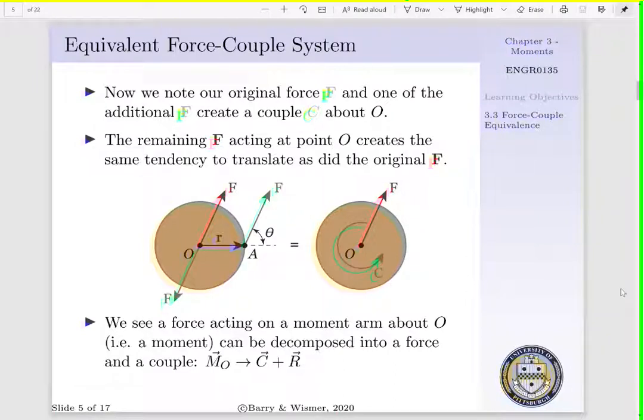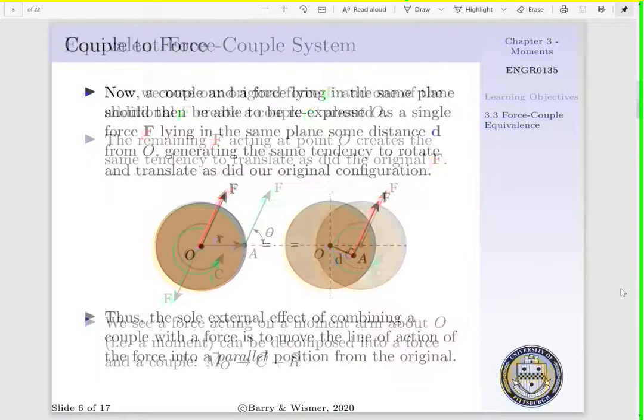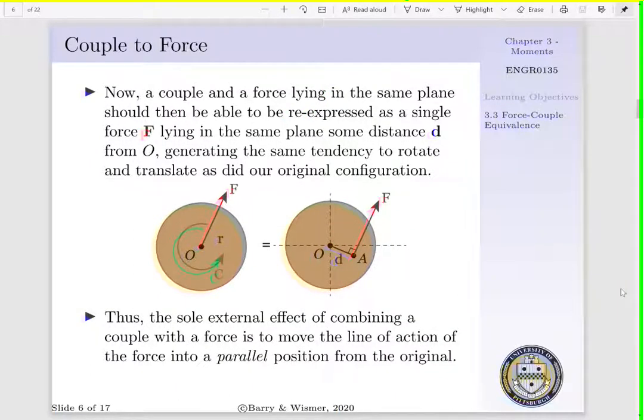Thus, we can re-express our moment, which was a force acting on a moment arm, as a couple plus a resultant. In this situation, our resultant is just F, which is acting about point O. We want to further reduce this. And since we have a couple and a resultant lying in the same plane, we should be able to re-express this in a moment. That is, we should be able to take F and translate it into a parallel position, some distance d away from point O, which is going to cause a tendency to rotate and translate as well. Thus, the sole effect of combining this couple with a force is to move the line of action of our force into a parallel position.